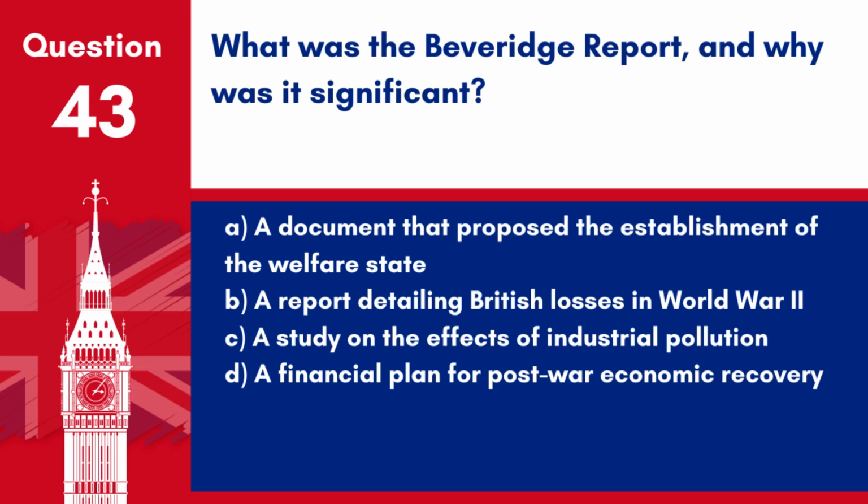Question 43. What was the Beveridge Report, and why was it significant? A. A document that proposed the establishment of the welfare state. B. A report detailing British losses in World War II. C. A study on the effects of industrial pollution. D. A financial plan for post-war economic recovery.